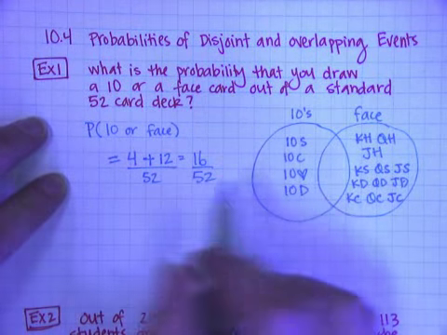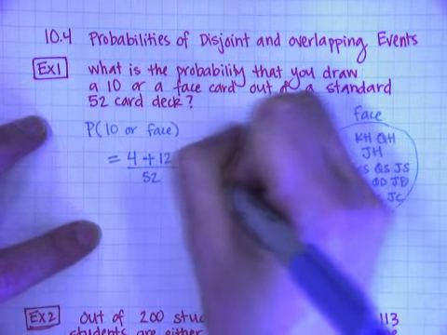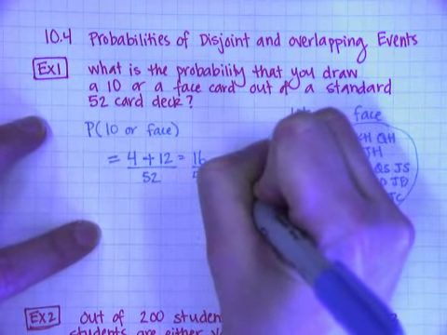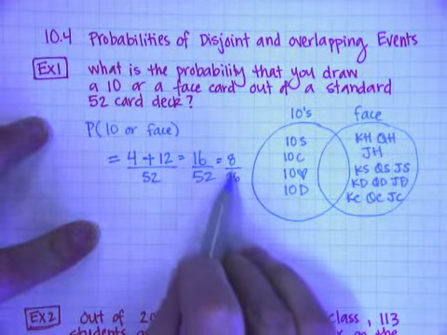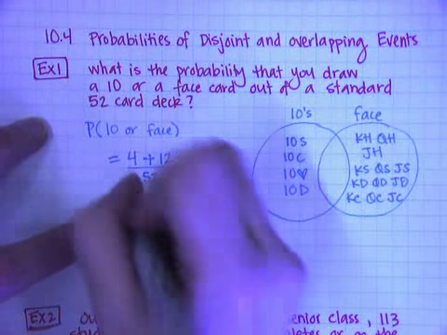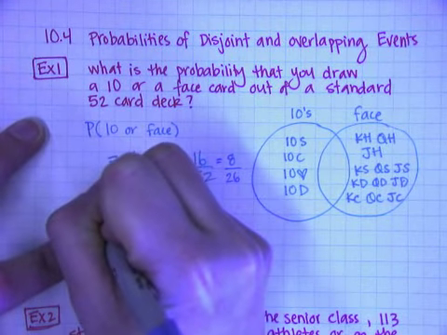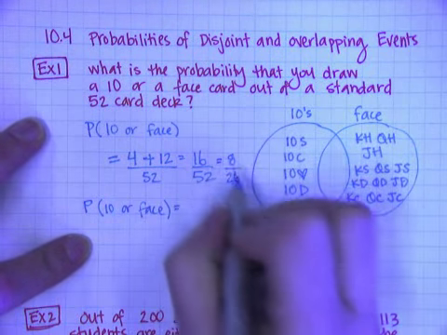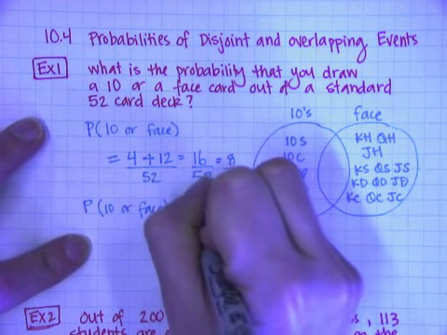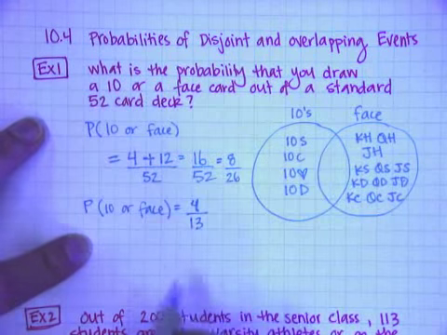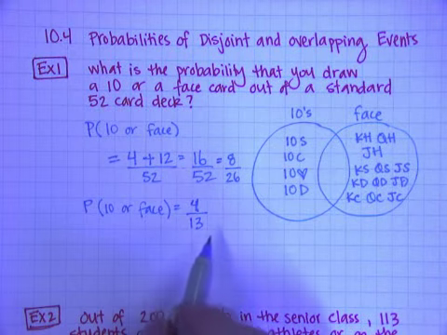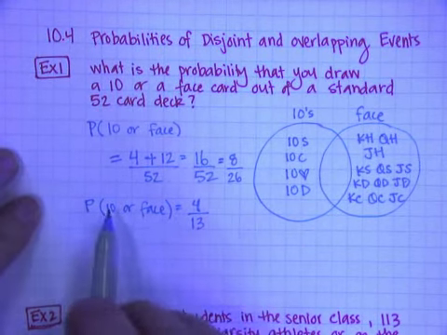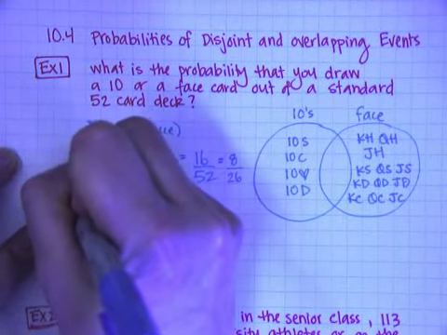So this 16 over 52 I should reduce if I can. I know I can divide it in half. So half of 16 is 8, half of 52 is 26. And those are even, so I can divide those in half again. So I get the probability of a 10 or a face card: half of 8 is 4, and half of 26 is 13, so 4 out of 13. So I have a 4 out of 13 chance of getting a 10 or getting a face card.